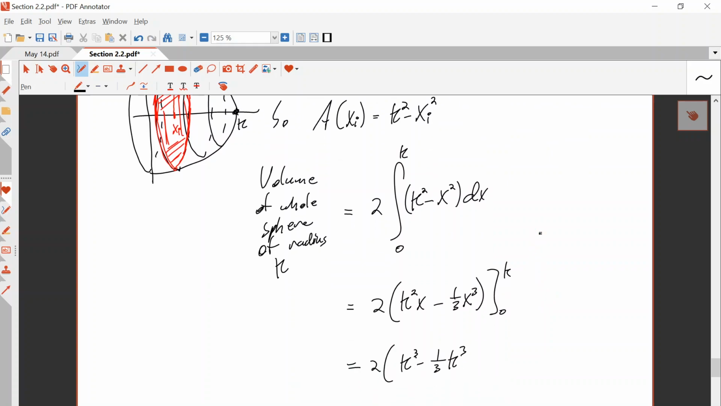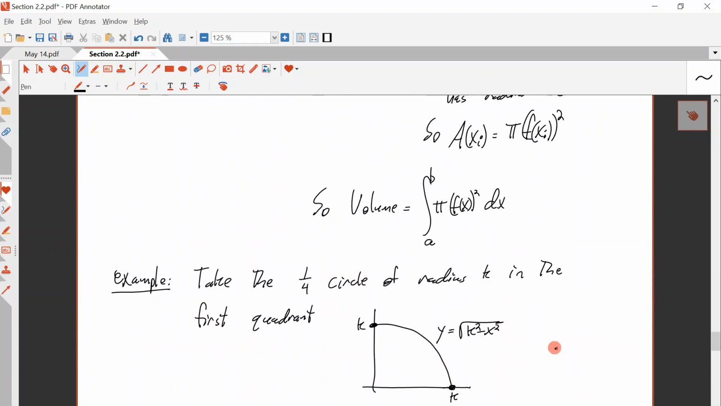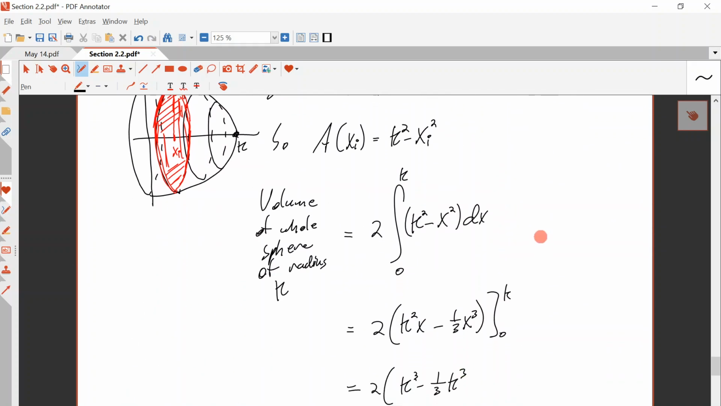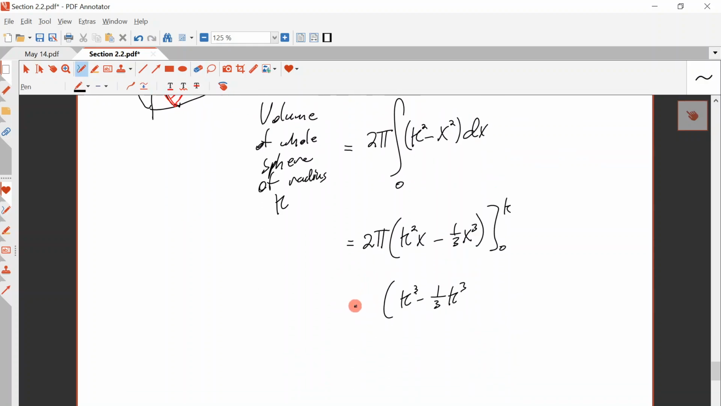Oh, I'm sorry. Pi times, I lost my pi somewhere. Yeah, there's the pi. I didn't put a pi. I knew something was missing. So the area is pi times k squared minus xi squared. So this is 2 pi, 2 pi. Right, so the area of a circle is pi times the radius squared.